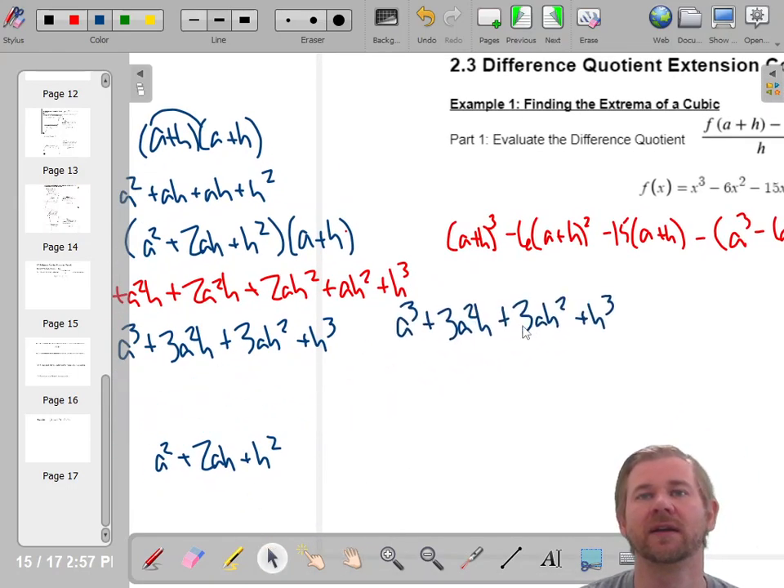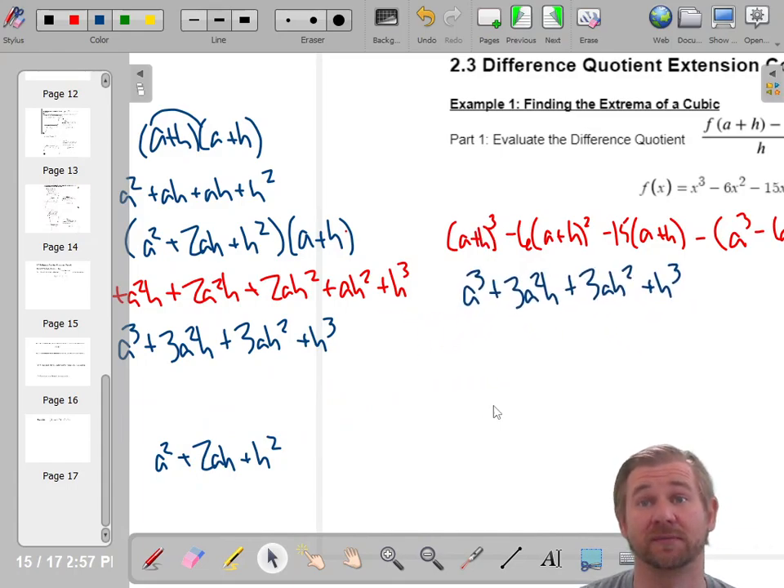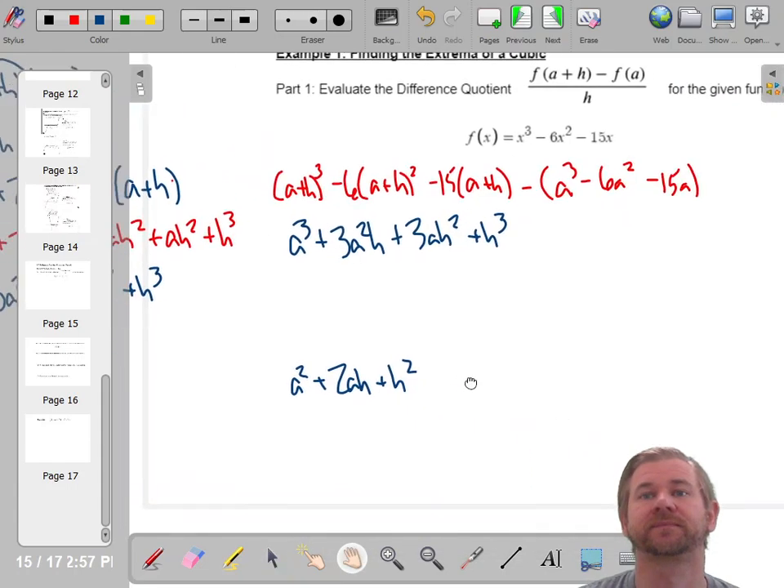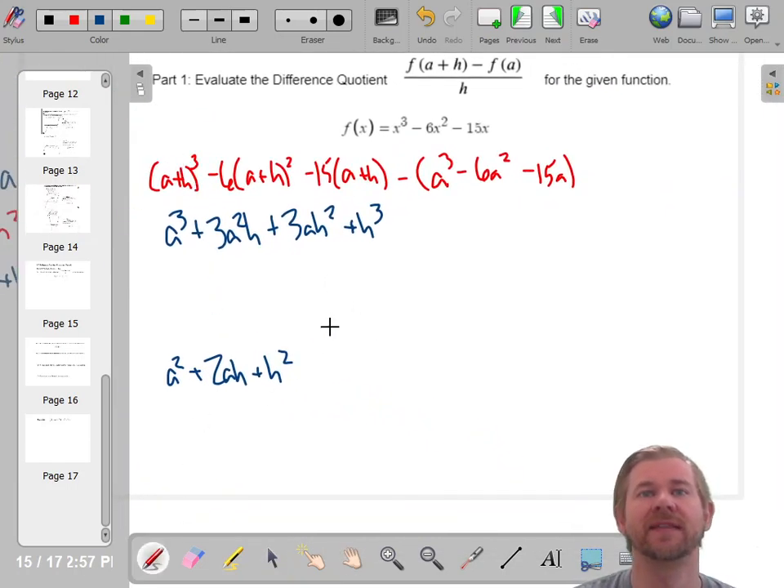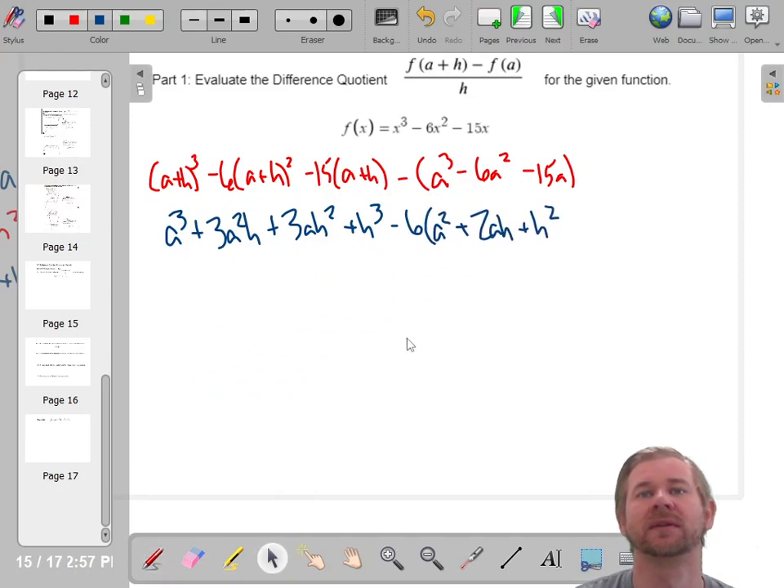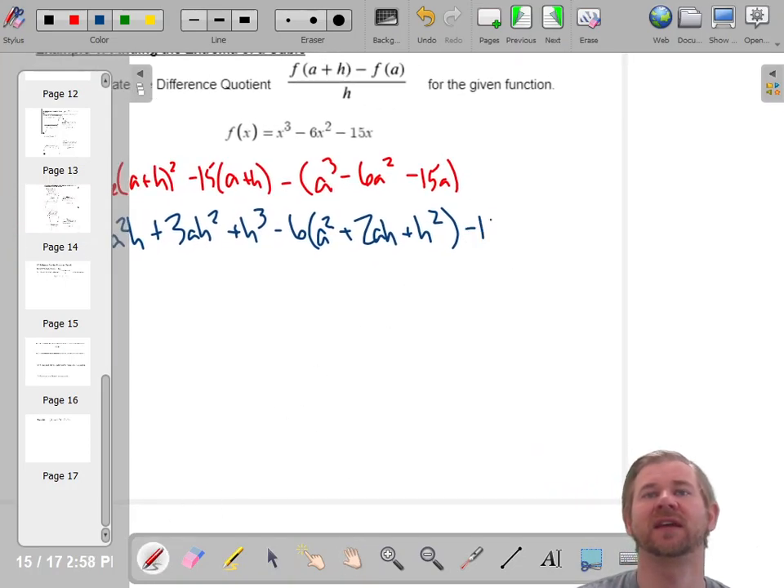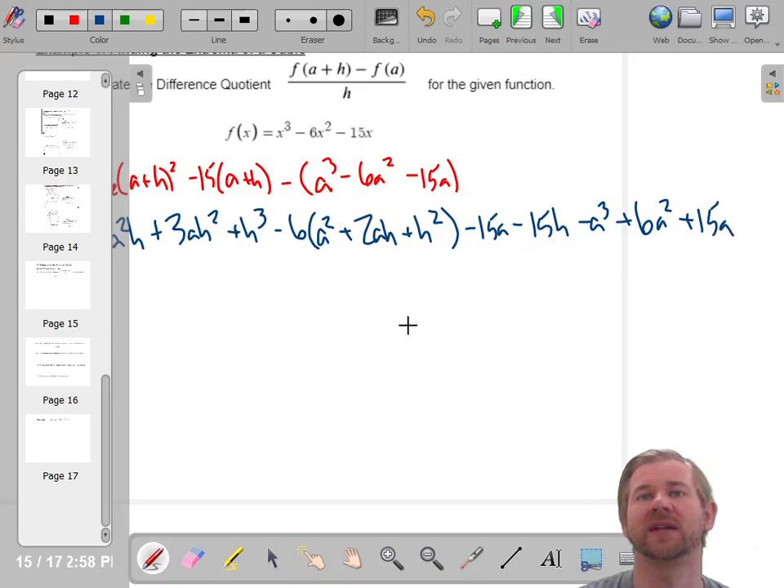So the first one right here, that's this guy. Expand that out, I get that. These are going to be messy, just so you know. It's going to take a lot of space. It's the first one, and then it's minus 6 times this guy. That's the second one. Now I just have to distribute the rest of that. So minus 15a minus 15h minus a cubed plus 6a squared plus 15a when I distribute.